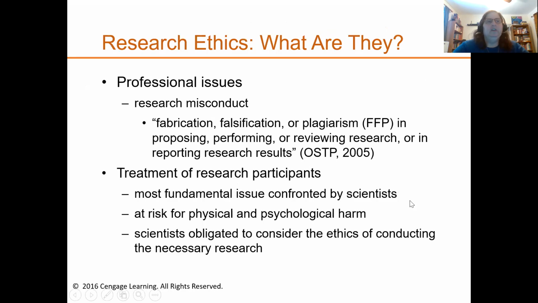Okay, professional issues. So let's talk about research misconduct, which involves the fabrication, falsification, or plagiarism in proposing, performing, or reviewing research or in reporting research results. That came out from the OSTP, or the Office of Science and Technology Policy, way back in 2005. To fabricate is to simply make up results. To falsify is to change items around your methodology or around your results. And of course, plagiarism is to copy another one's work.